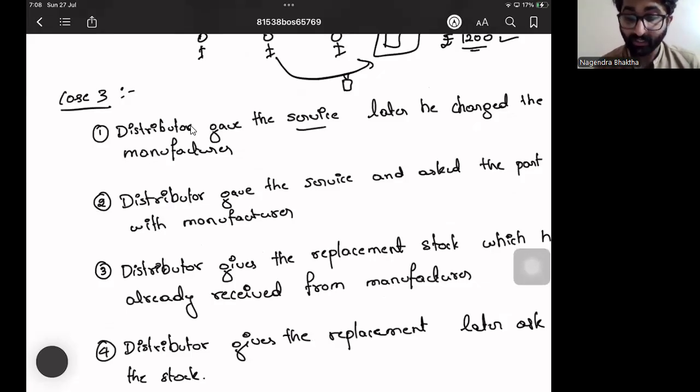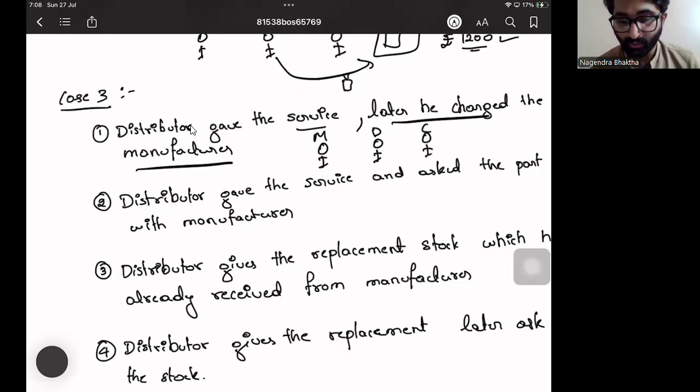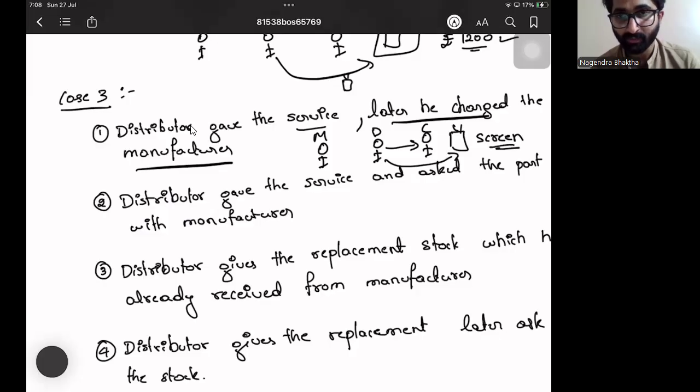The distributor gave the services and later charged the manufacturer. Think that there is a manufacturer, a distributor, and a customer. Think of a laptop. The customer found an issue in the laptop. Now the distributor gave the service. He replaced the screen. For example, that screen is replaced by the distributor.